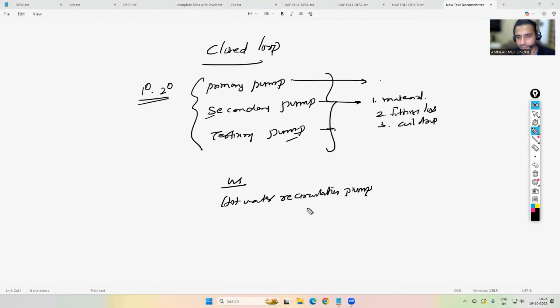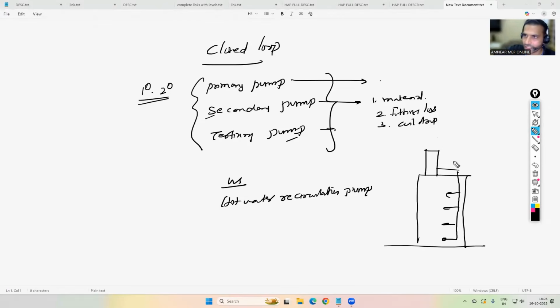Hot water recirculation pump: for example, if you have a building, on the top side we will have a centralized water heater. The centralized water heater will have a hot water line delivering downwards or upwards, whatever it may be. If it is an indirect system, a direct system can also come. It's an indirect system. That's why, let's say, 60 degrees Celsius water we will be keeping inside the system.